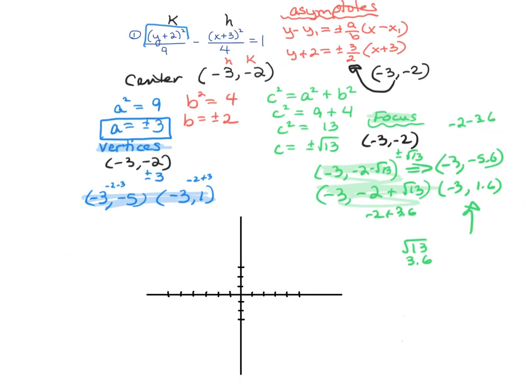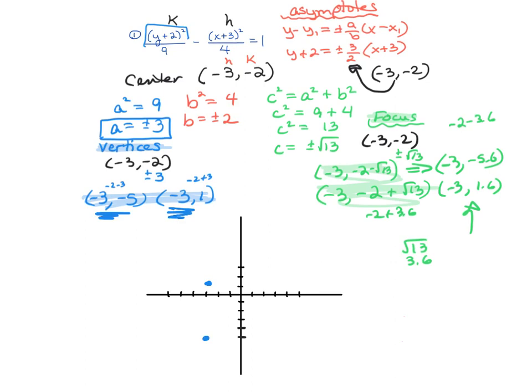All right, so let's go ahead and get the vertices on here. I have a vertex here at -3, -5. So let me add some little markings here. 4, 5, so -3, -5. I'm going to come down here. It's one of my vertices. Then I have another one here at -3, +1.